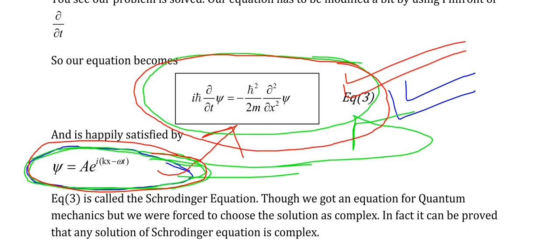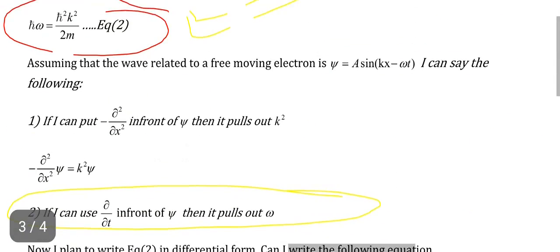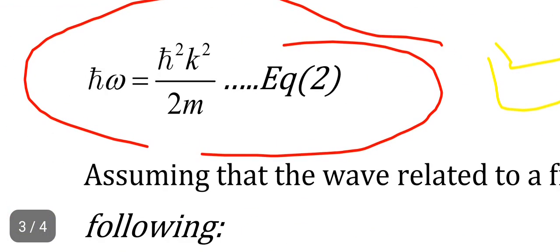The moment I use a complex function to represent the wave nature of electron, I retrieve a beautiful equation number 3, and that beautiful equation number 3 amazingly gives me equation number 2. And remember, equation number 2 is the most basic fundamental equation of quantum mechanics, because this equation number 2 relates classical mechanics with quantum mechanics.